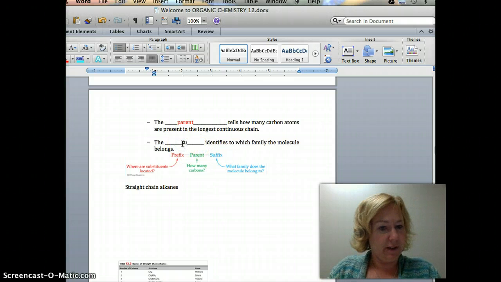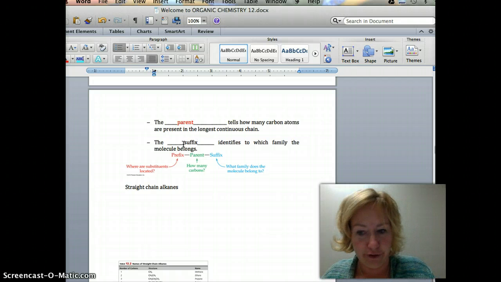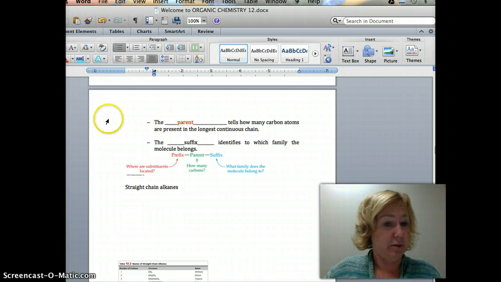And then you have a suffix. This is like naming royal babies, royal organic babies. The parent is just like normal names like Billy or Bob. The suffix is like Sir Isaac III. That's how you name organic compounds. You name them like they're royal babies. That's what we're doing. Naming royal organic babies.